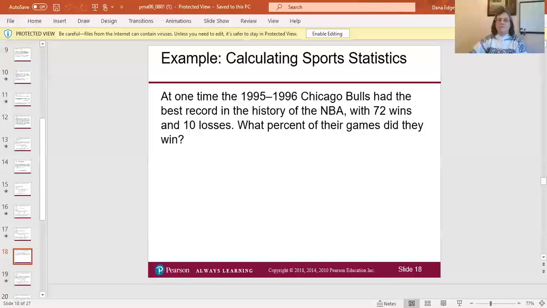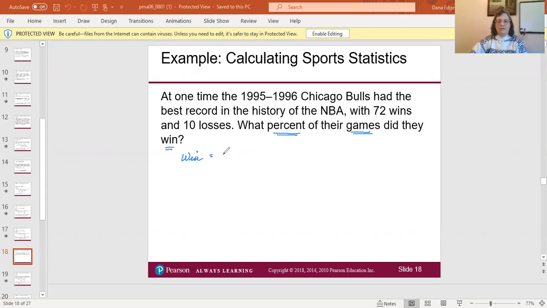Here's another example. At one time, the 1995 to 96 Chicago Bulls had the best record in the history of the NBA, with 72 wins and 10 losses. What percent of their games did they win? Now, they're not actually telling us how many games they had. Be careful. It wants to know what percent of the games is wins.